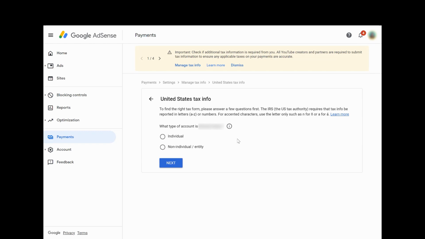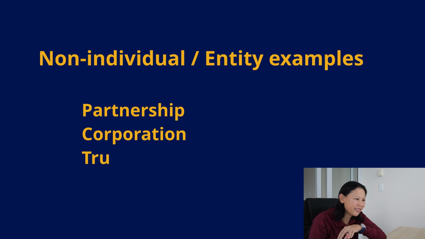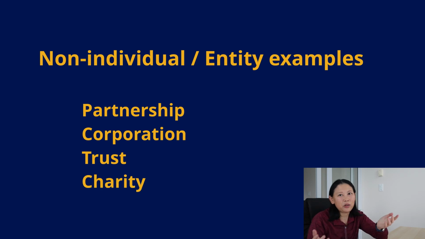Another content creator has shown me the questions that were asked, and they're pretty much based on how to complete this form. You'll select an account, whether the AdSense account is of an individual or a non-individual or an entity. It can be a partnership, a corporation, a trust, a charity, a whole lot of things. So it's something that is non-individual.